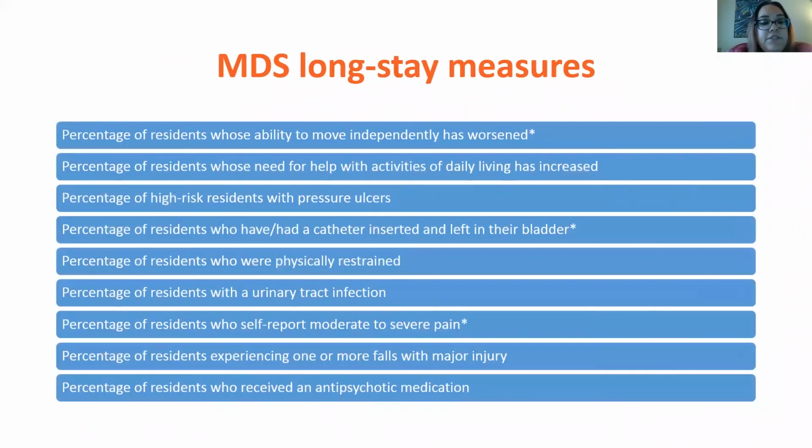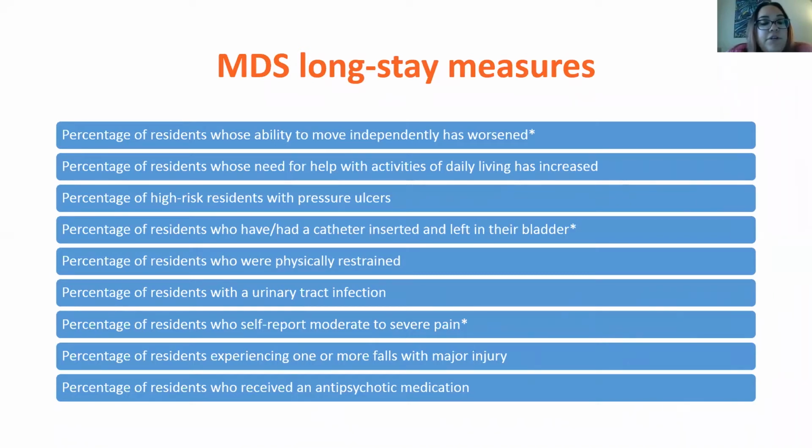The long-stay measures are as follows. Ability to move independently has worsened. Residents whose need for help with activities of daily living has increased. High-risk pressure ulcers. Residents who have or had a catheter inserted and left in their bladder. Residents who are physically restrained. Urinary tract infections. Residents who self-report moderate to severe pain, experiencing 1 or more falls with major injury, and residents who receive antipsychotic medications.